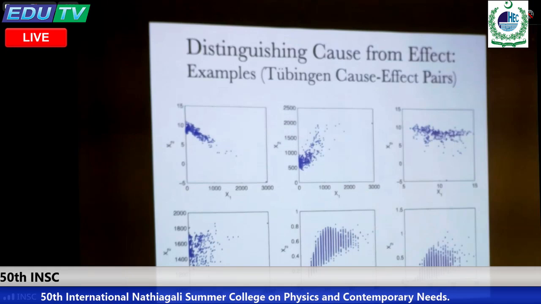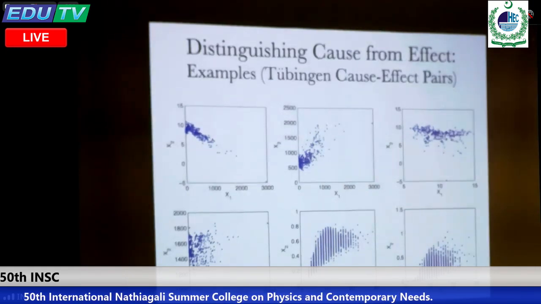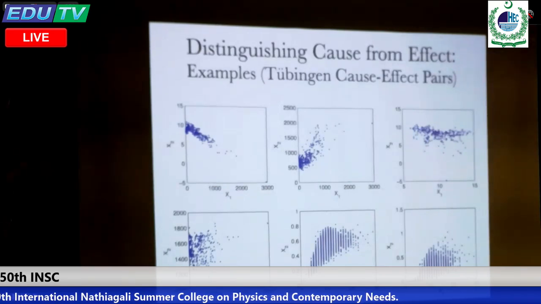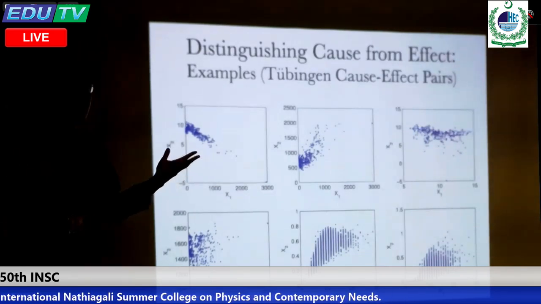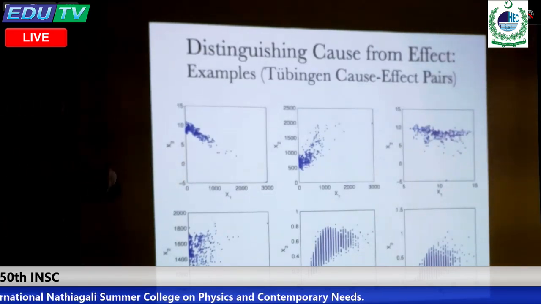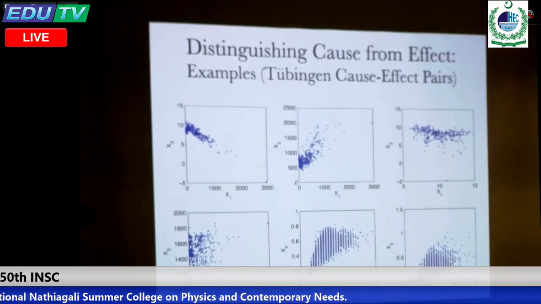Okay, so here you can see the scalar plot. Basically, we just make use of the distributional information to discover which one is the cause and which one is the effect. For example, you have two genes, right? Just from the values, you can try to figure out which one is the cause.